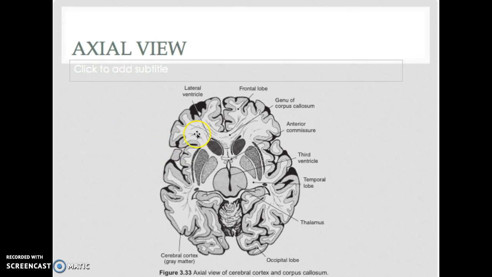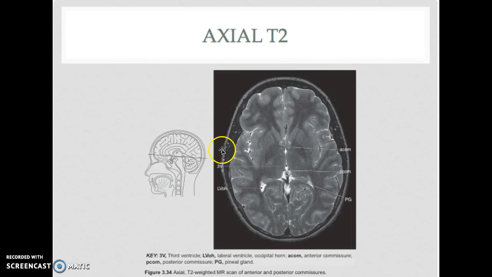Looking at an axial here, we have your frontal lobe. Here is your genu of your corpus callosum, your anterior commissure. Here, right down the middle, is your third ventricle with your thalamus around it. We have your temporal lobe, occipital lobe, and I want you to know your lateral ventricle there. Axial T2, your anterior commissure, posterior commissure, your third ventricle runs right between the two. Your pineal gland is there. On CT it'll calcify so you can see it well. Here's your lateral ventricle, your right lateral ventricle, occipital horn.